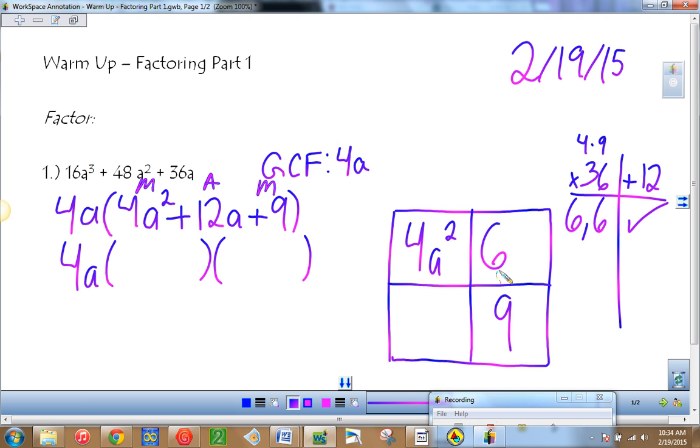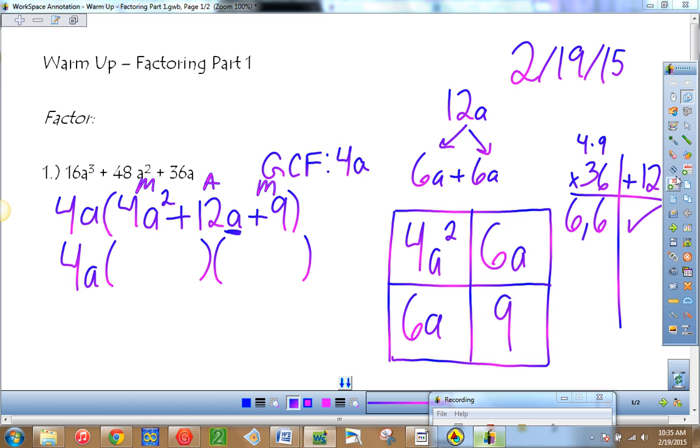And whatever is here is what goes with it, because you're actually taking 12a and splitting it up into two things. So you're splitting this up into 6A and 6A. Okay? Cool?